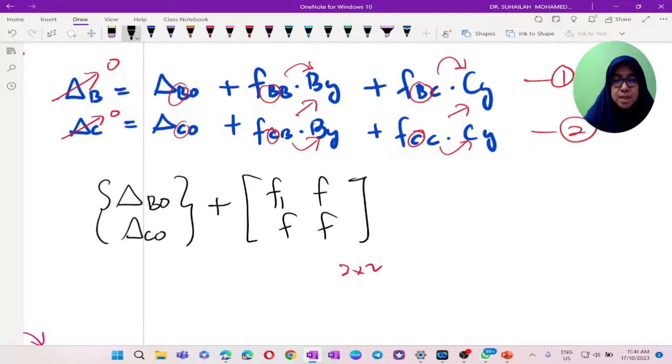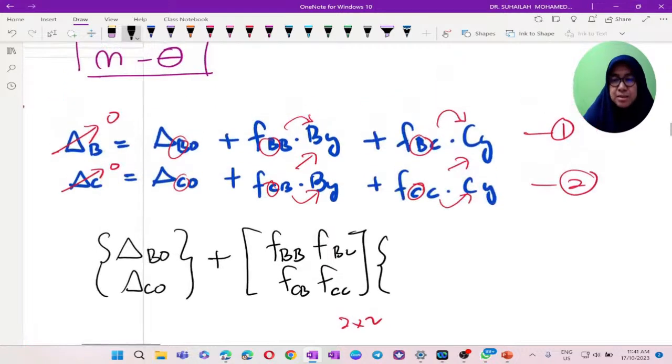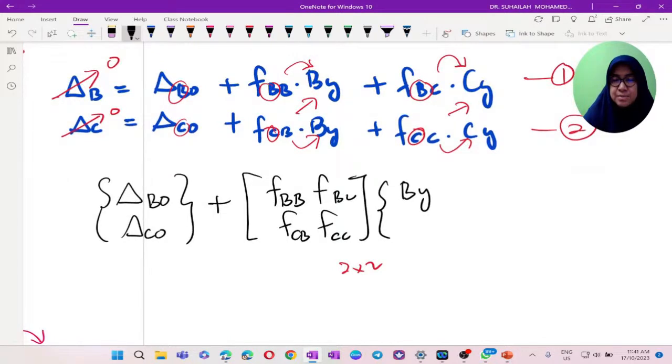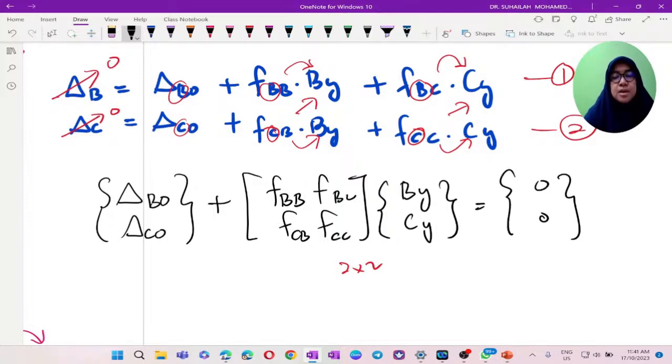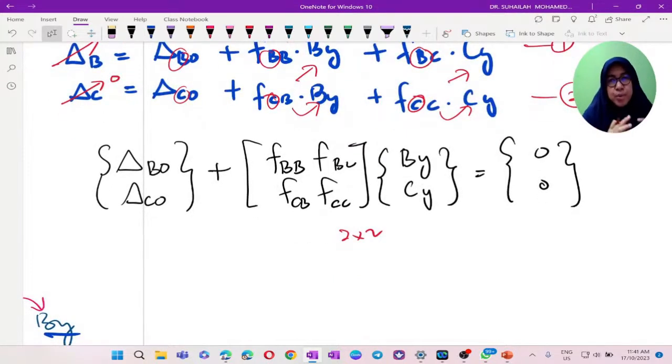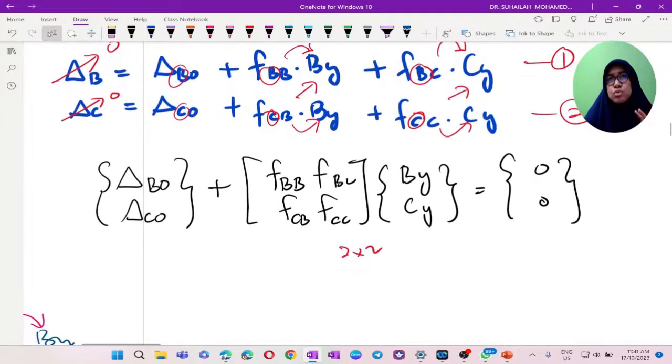So it is FBB, FBC, FCB, FCC, times the first redundant BY and the second redundant CY, and this is equal to 0. So we group the deflection in the two redundant beam together. We will have a 2 by 2 matrix because of two redundants.